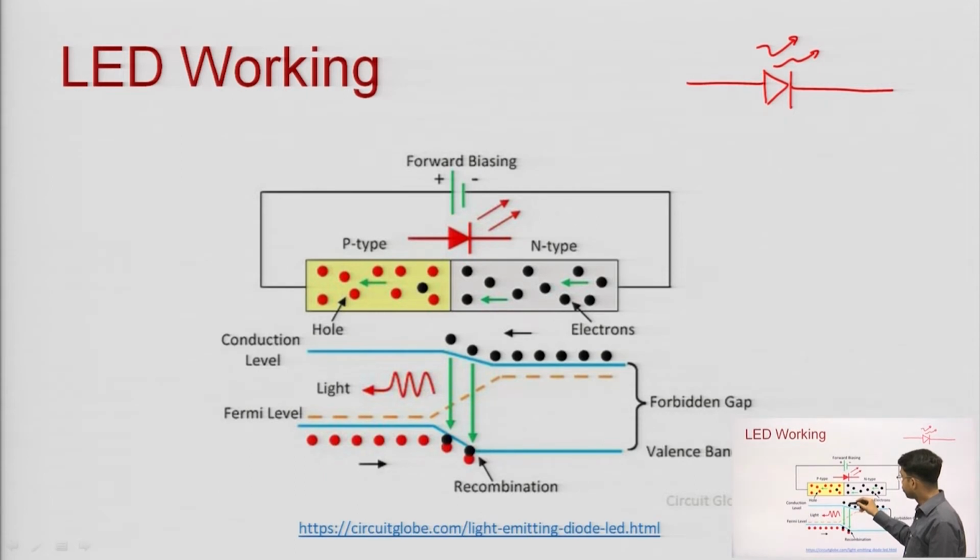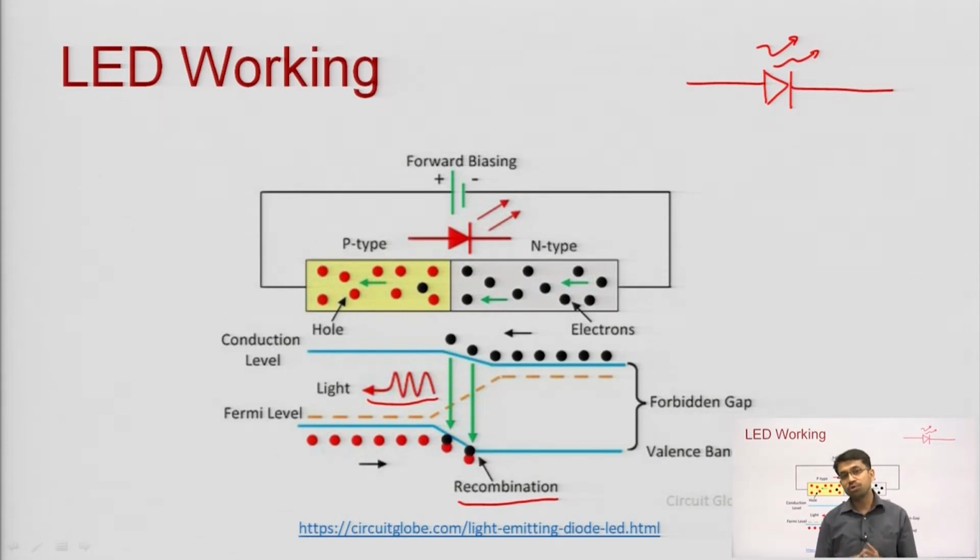So, from the conduction band they jump to the valence band. When the electrons jump from the conduction band to the valence band for recombination, the difference in energy between the conduction level and the valence level will be emitted in the form of a photon.